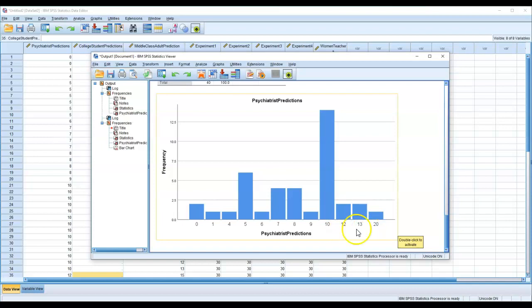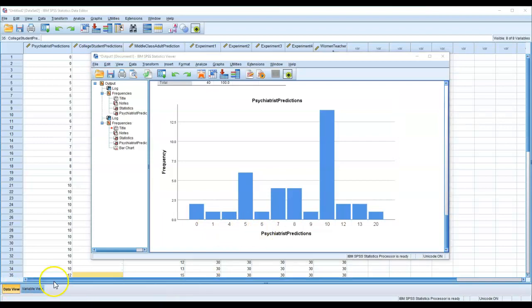So it's really important that you look at the y-axis and the x-axis when interpreting graphs, because different programs are going to do this a little bit differently. SPSS leaves out categories where nobody gave a response.